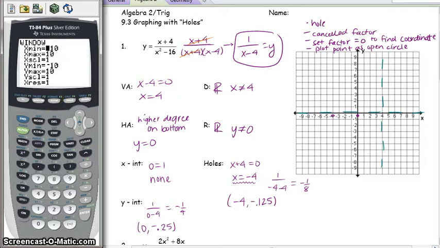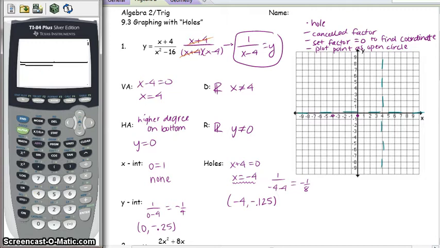So if we go to our window, we know our hole is going to be in between our x values of 3 and 5. So I'm going to make my x min be negative 3, my x max be 5. And we know the y value is in between our negative 1 and 1, so I'm going to make my y min be negative 1, my y max be 1.